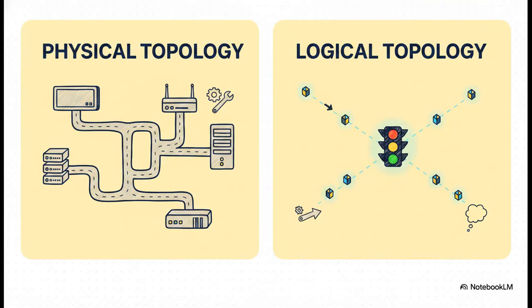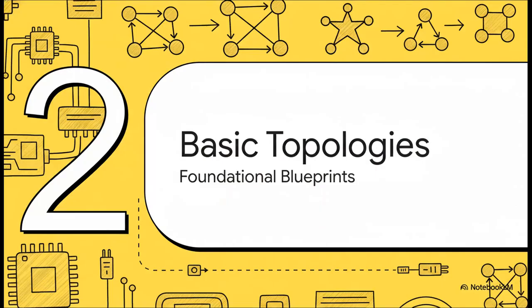Before we look at the actual blueprints, we have to get one absolutely crucial distinction down: the difference between physical and logical topologies. Physical topology is exactly what it sounds like. It's the actual, tangible layout of the cables, the switches, the devices. Think of it as the asphalt in the intersections of a city. But logical topology, that's how the data actually moves across that network, regardless of where the cables are plugged in. It's the invisible traffic rules, like CSMA/CD in Ethernet, or token passing, that dictate exactly who gets to drive their data and when. Moving right along to Section 2, the basic topologies.